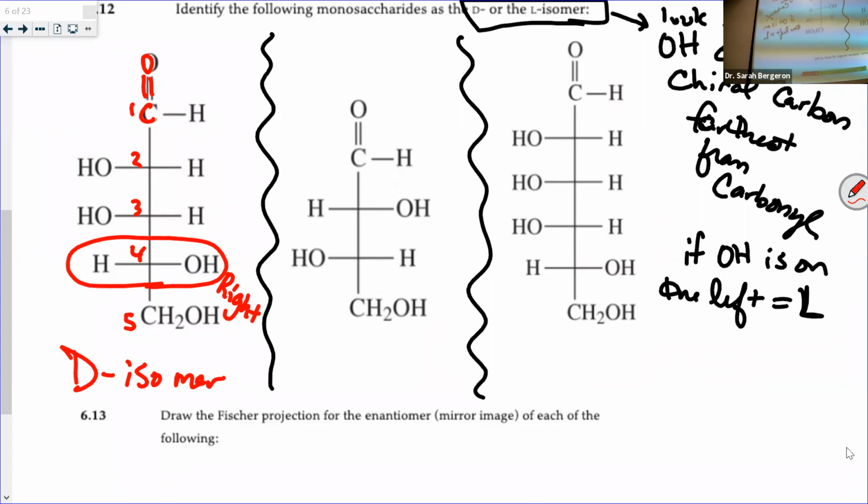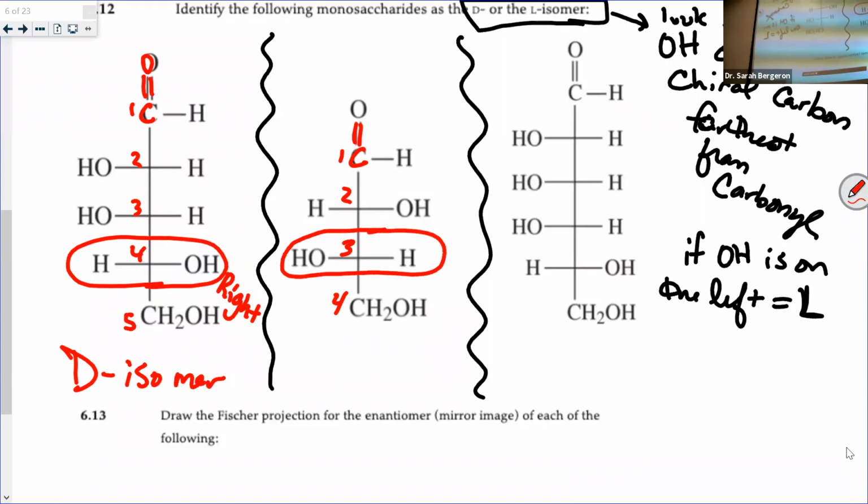Okay, do the same thing on the next one. So it's a different molecule. There are different numbers of carbons here. I'm going to find my carbonyl, and I'm going to look. Carbon 3 in this case is the chiral carbon that is farthest away from the carbonyl. Is my OH on the left or on the right? Left. If it's on the left, what kind of isomer? Y'all are rocking this. Too easy, right? No.